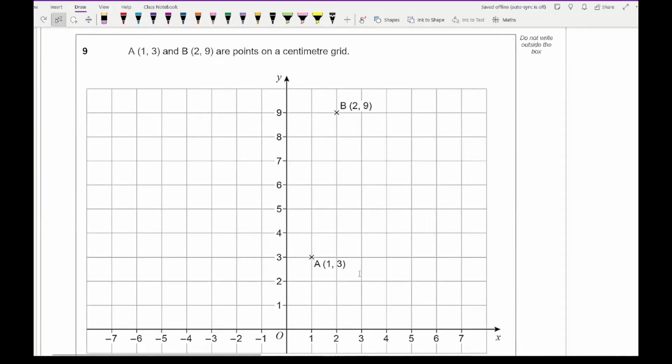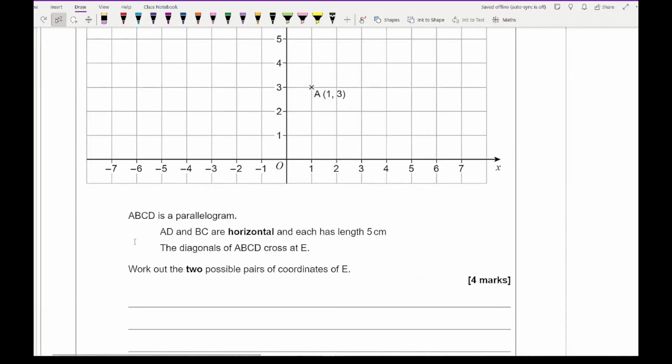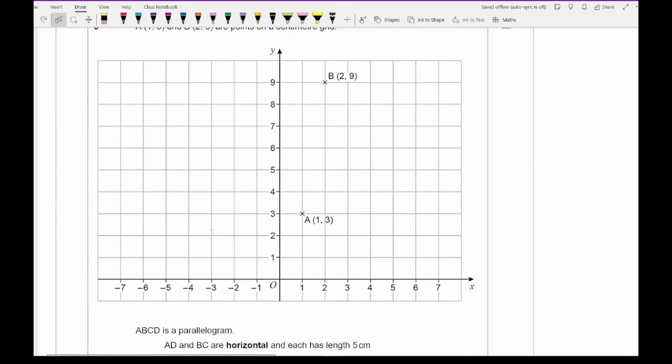Moving on to question 9, it says A has a coordinate of 1, 3, B has a coordinate of 2, 9, are points on a centimetre grid. And it says ABCD is a parallelogram, AD and BC are horizontal and each has a length of 5 centimetres. The diagonals of ABCD cross at E. Work out the 2 possible pairs of coordinates for E. So if I just zoom out so we can see the grid there.